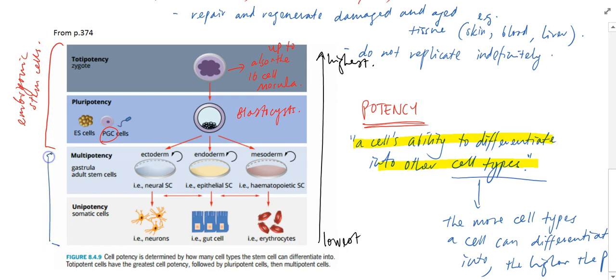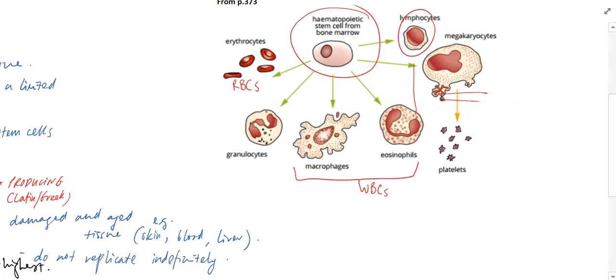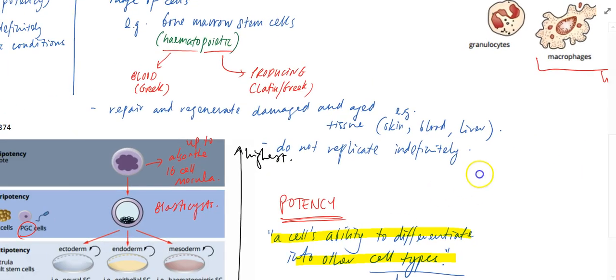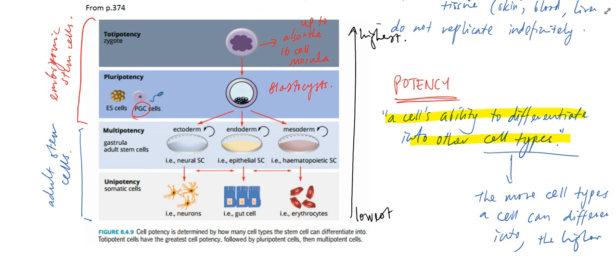Unipotency and multipotency are for the adult stem cells. So adult stem cells usually fall under these two categories. And so the stem cells, such as the hematopoietic stem cells, like these ones we've looked at up here, they're multipotent. So they can differentiate into different kinds of cells. But there are quite a few adult stem cells that can only differentiate into one kind of cell. And these are the unipotent stem cells. All right.